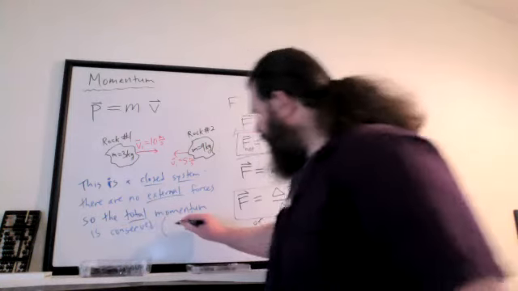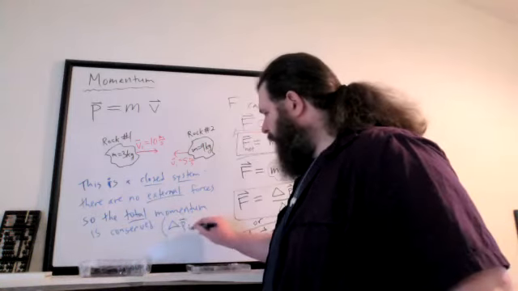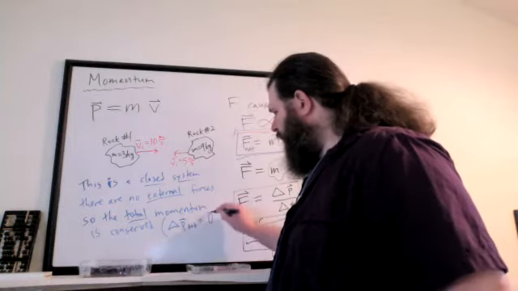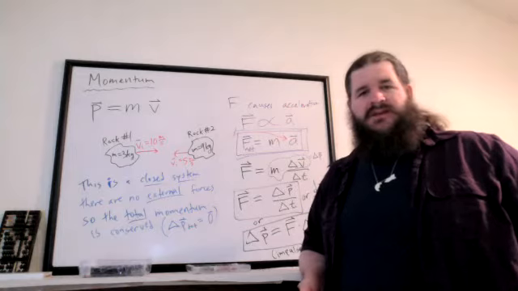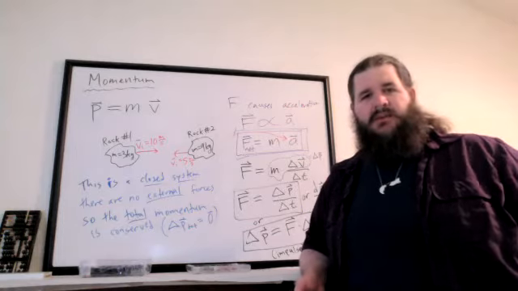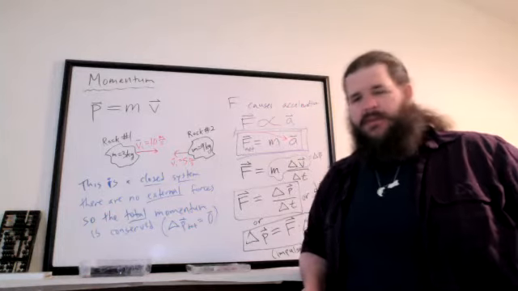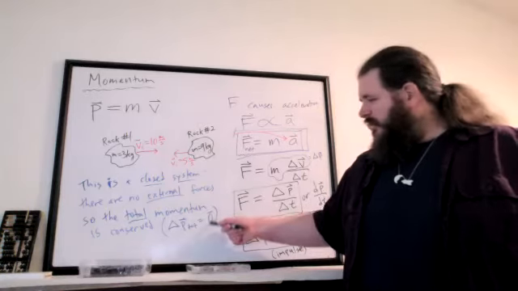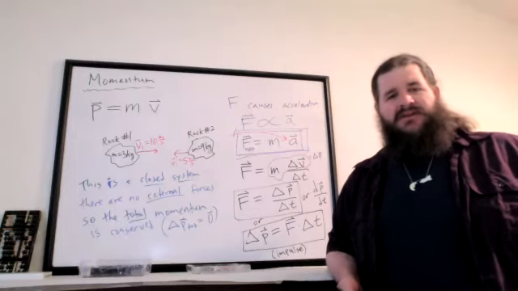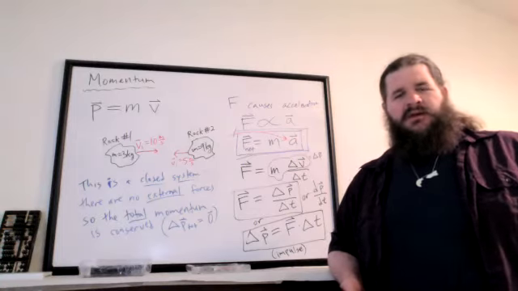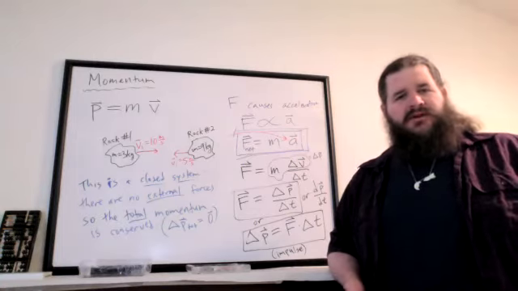In other words, delta P total is 0. That doesn't mean that the momentum is 0. It just means that the momentum does not change. The change in the momentum is no change. And we usually write this 0 with a vector sign also, because we don't mean the number 0. We mean a vector whose magnitude is 0. Any questions on that so far?